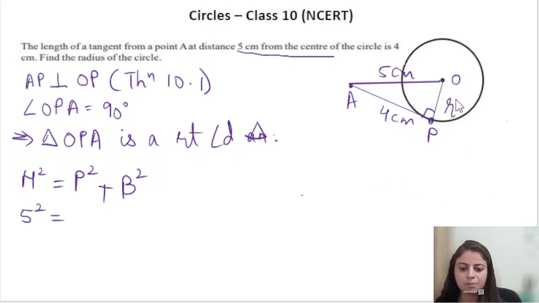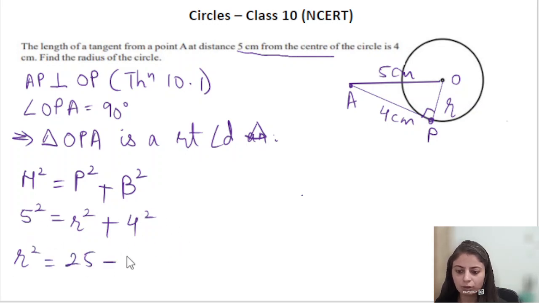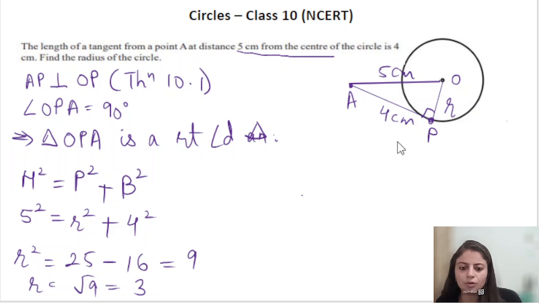And what is perpendicular? Perpendicular is R. So this is R square plus base is 4, so here comes 4 square. Now we will solve this equation. So R square would be square of 5, which is 25, minus square of 4, which is 16. So 25 minus 16 is 9. So R would be under root 9, which is equal to 3. So the answer to this question is 3. So the radius of this circle is 3 centimeter.